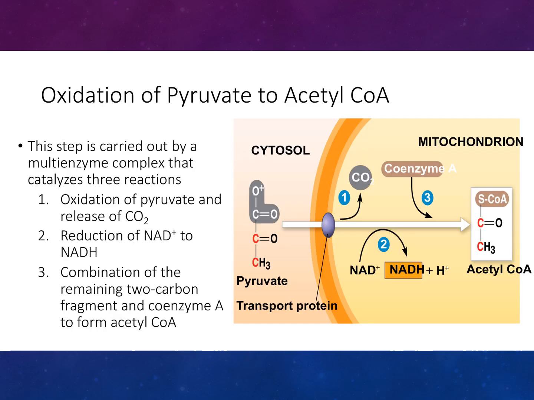The oxidation of pyruvate to acetyl-CoA is a step carried out by a multi-enzyme complex that catalyzes 3 reactions: oxidation of pyruvate and release of carbon dioxide, reduction of NAD+ to NADH, and combination of the remaining 2-carbon fragment and coenzyme A to form acetyl-CoA.